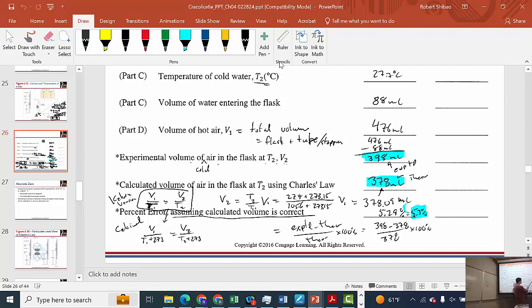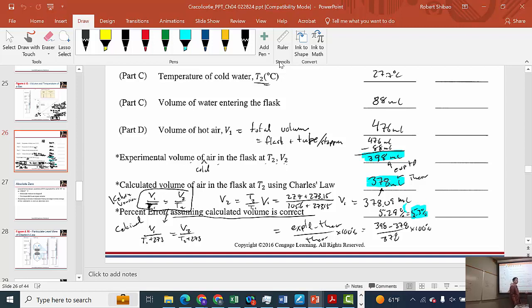The volume that was measured was 398. The volume that was measured we call the experimental. The volume that we calculated we're going to call theoretical. And so when we calculate the percent error, assuming the calculated volume is correct, that's going to be experimental minus theoretical divided by theoretical times 100%. So we're going to get 398 minus 378, which is 20, divided by 378 times 100. And that gives us 5.3% error here.